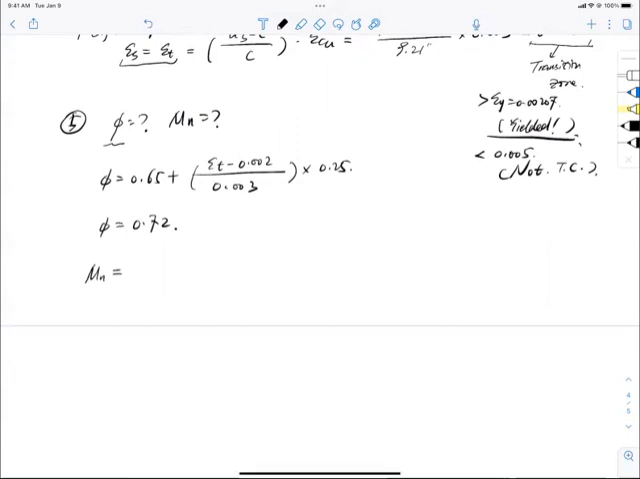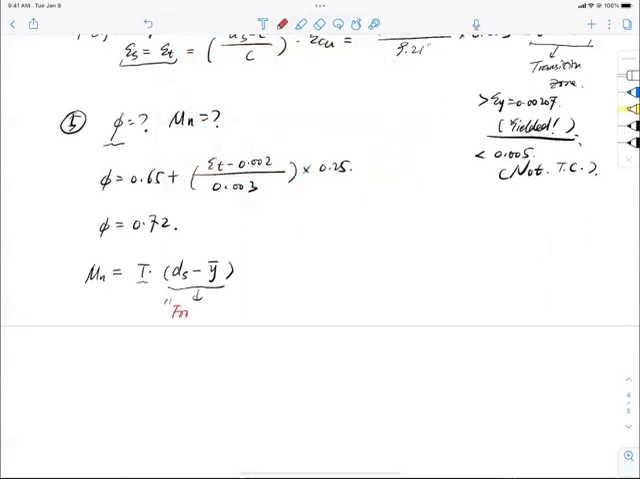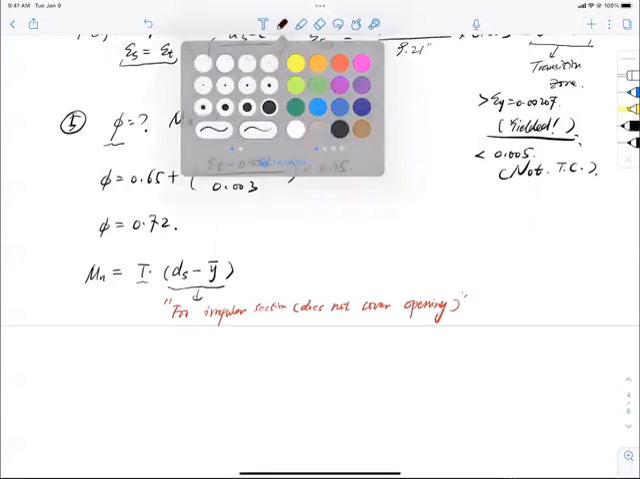Now my Mn, which is the bending moment, is not so bad. So Mn equals T, the tension force, multiplied by, don't forget, ds minus y bar. ds minus y bar only for irregular section. Let me label this out. Only for irregular section. And if you really want to know, that does not cover the opening in my write up. Sorry, does not cover the opening. Okay, so only for this case I can use this equation.